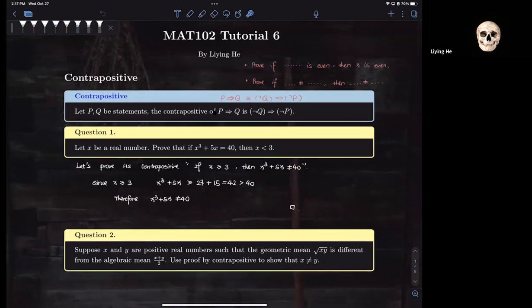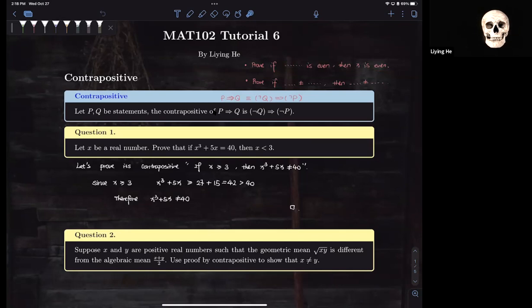The first case is, by the way, your professors really like to test you on even or odd. So the first case is if they gave you a really large expression and said, prove that if this large expression is even, then x is even, or change it to odd or something like that. What is going on?